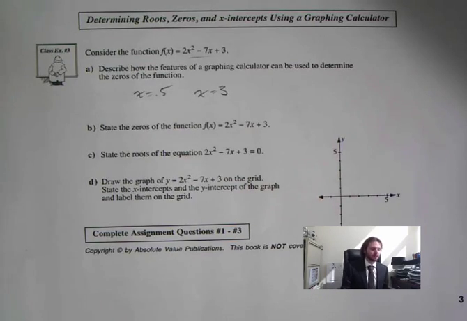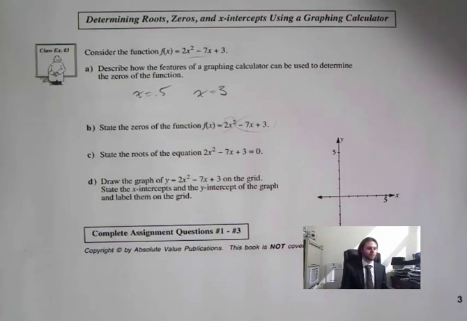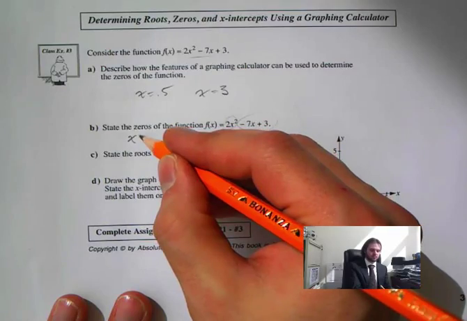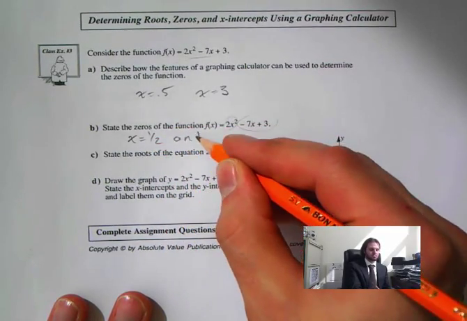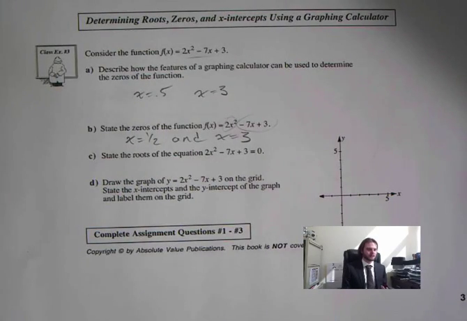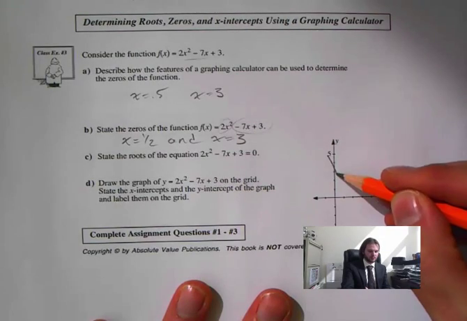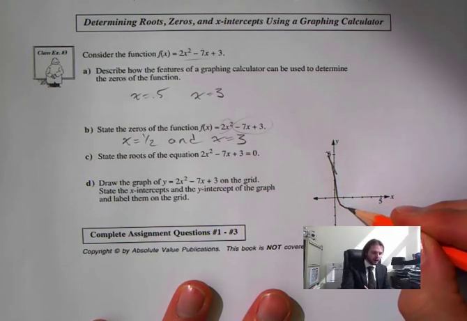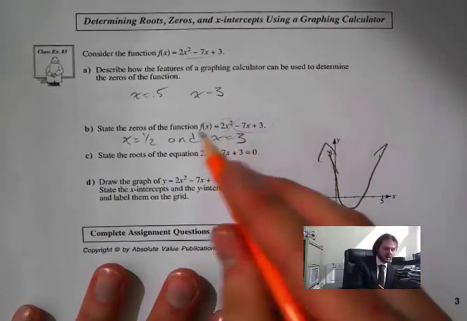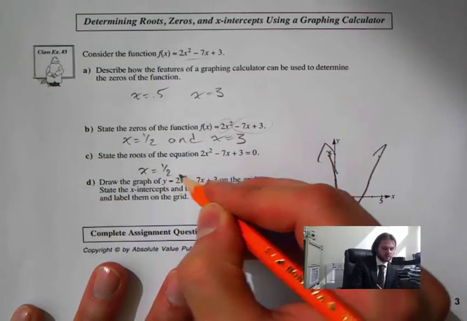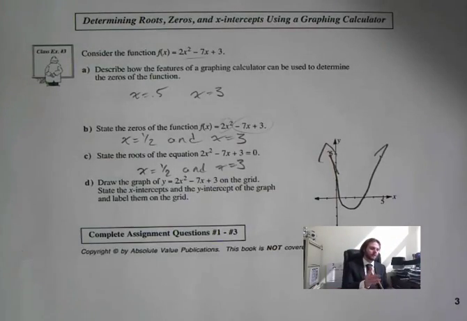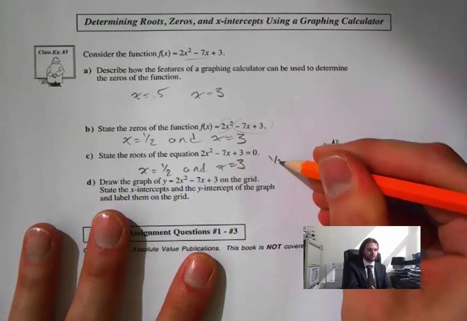Next it says state the zeros of the function. Well, the zeros are x is equal to 1 over 2 and x is equal to 3, like we found before. Then it says state the roots of the equation. Well, that's the same. If I was to graph this, it looks something like this here. I know it's an ugly graph, or beautiful I might say, and my x is equal to 1 over 2 and x is equal to 3. Or we could just say 1 over 2 and 3.